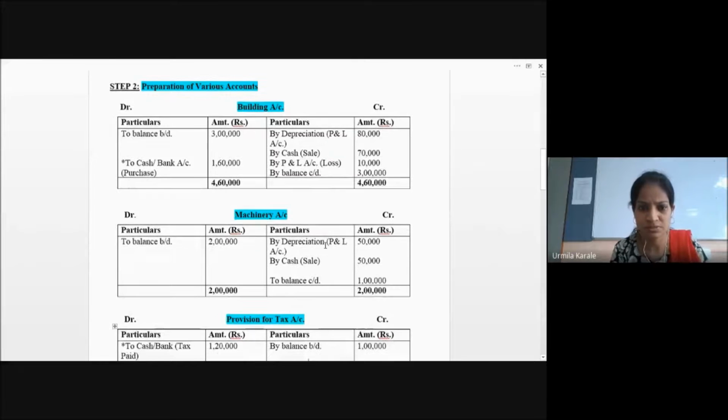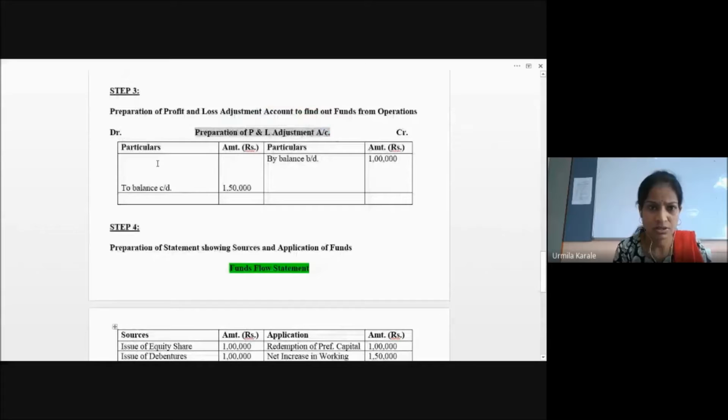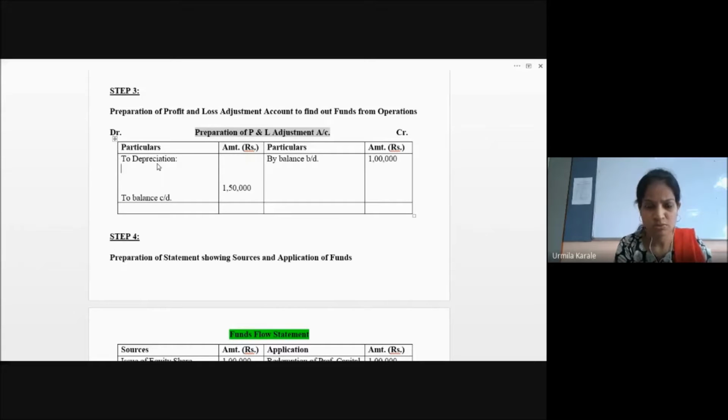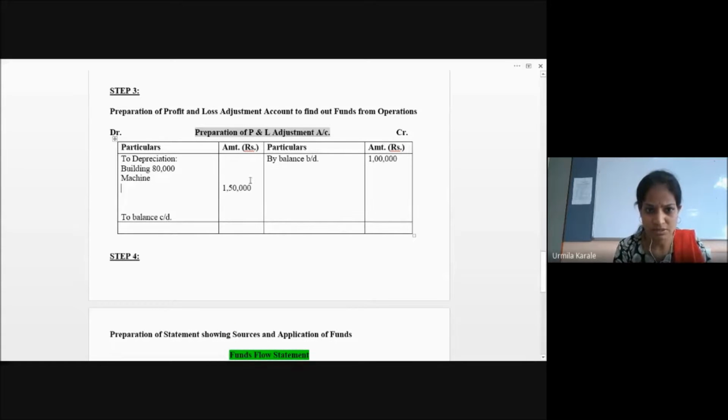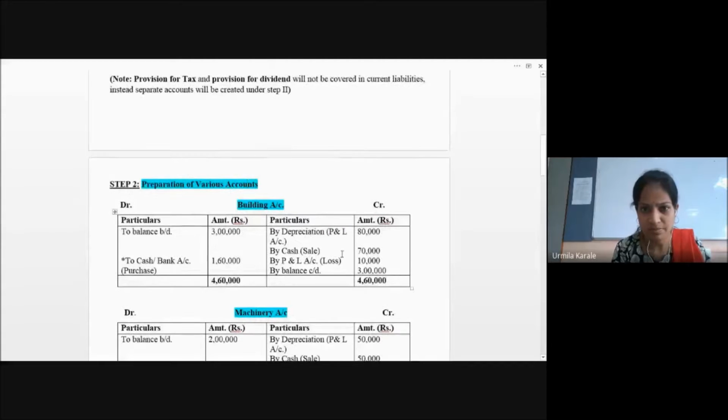So I'm showing it here in the profit and loss account. Here, 2 depreciations. Since I know there are 2 depreciations, I'm keeping space for writing 2. One is on building, one is on stationery. Loss on sale of building, so I'm writing it here, 10,000. So just check what we have done. This loss we have covered.